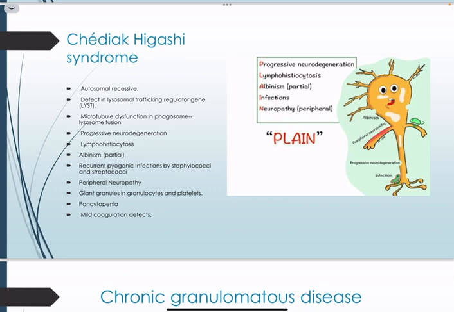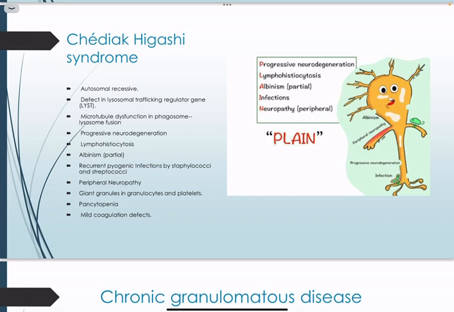They have lymphohistiocytosis, so we can do a peripheral blood film. We might be lucky and see lymphohistiocytes, or when we do a bone marrow aspirate, we will find those lymphohistiocytes. They do have a very characteristic feature, which is partial albinism, so their eyes will be very blue. They are susceptible to recurrent infections like staph and strep. They might have peripheral neuropathy as well.